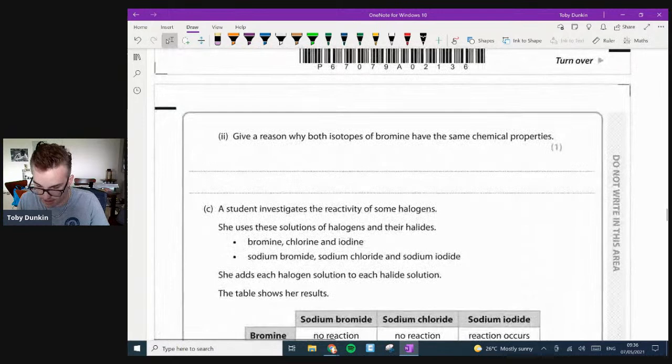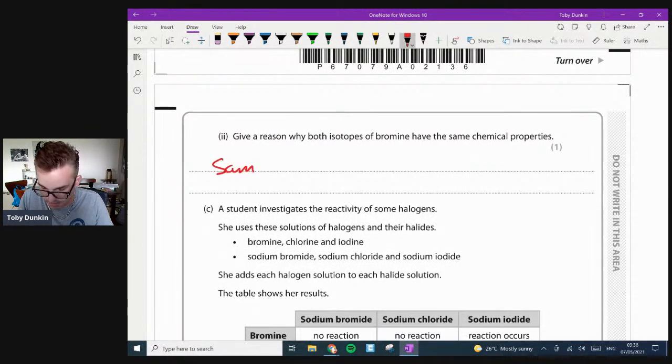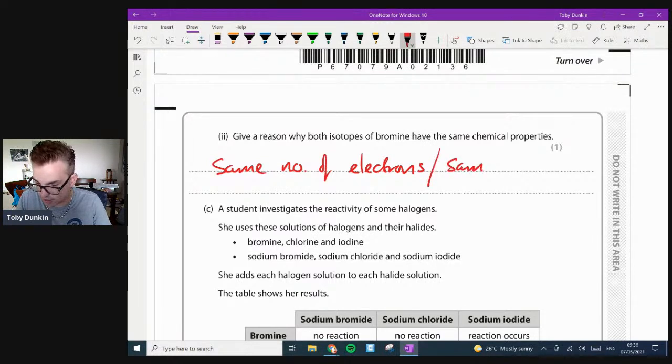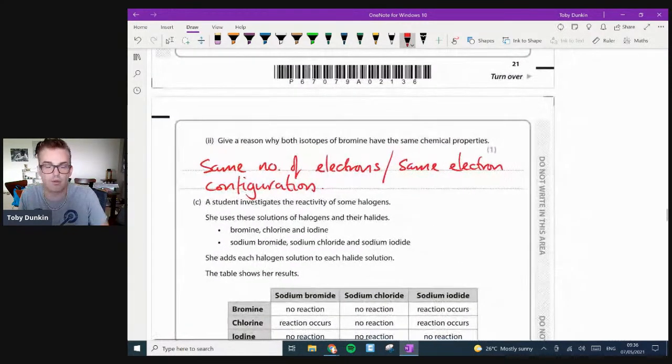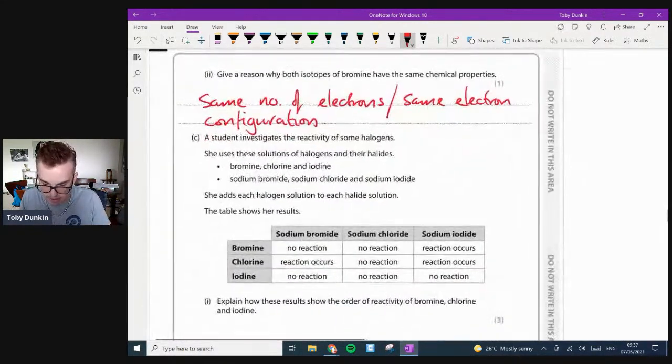Give a reason why both isotopes of bromine have the same chemical properties: same number of electrons, same electron configuration. So the electrons decide your reactivity. Well, if you're an isotope, you've got a different number of neutrons, but the same number of electrons.